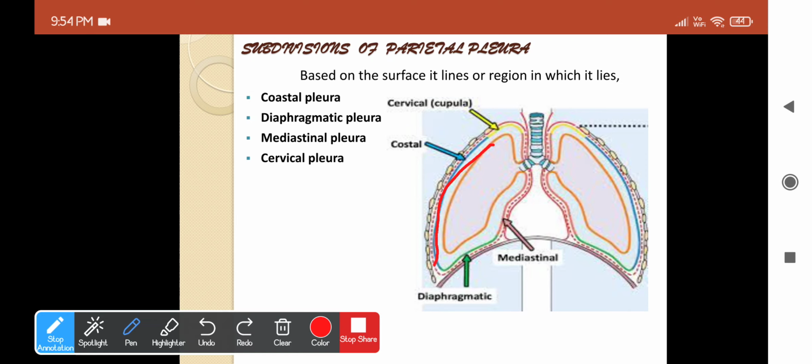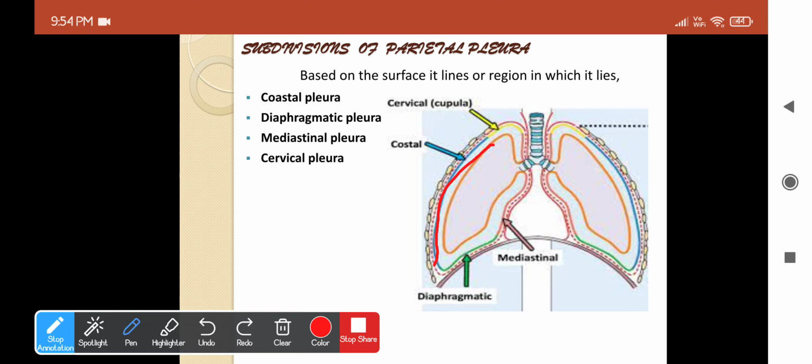Also, between this costal pleura and the thoracic wall, you have loose areolar tissue called the endothoracic fascia, and that endothoracic fascia only will attach this costal pleura loosely to the thoracic wall.